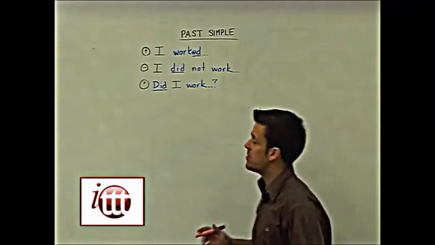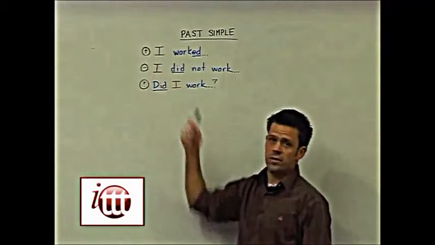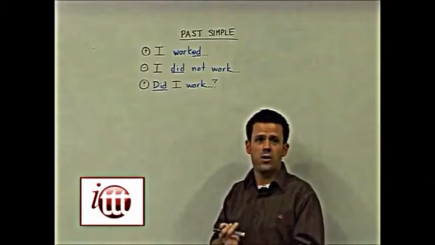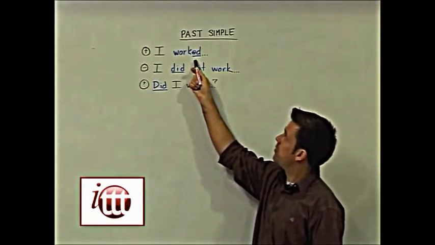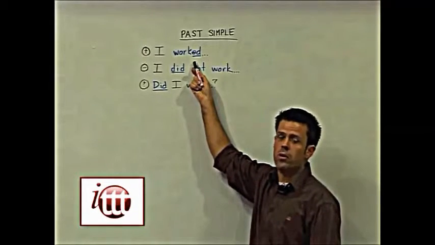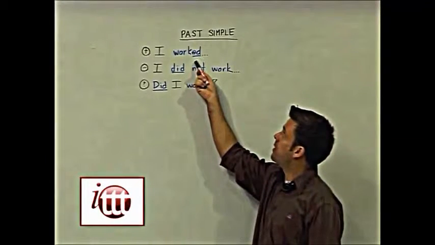To make positive sentences, we have our subject, and the subject could be anything from I, you, we, they, it, he, she. And now we conjugate or change our verb, most often by adding ed.